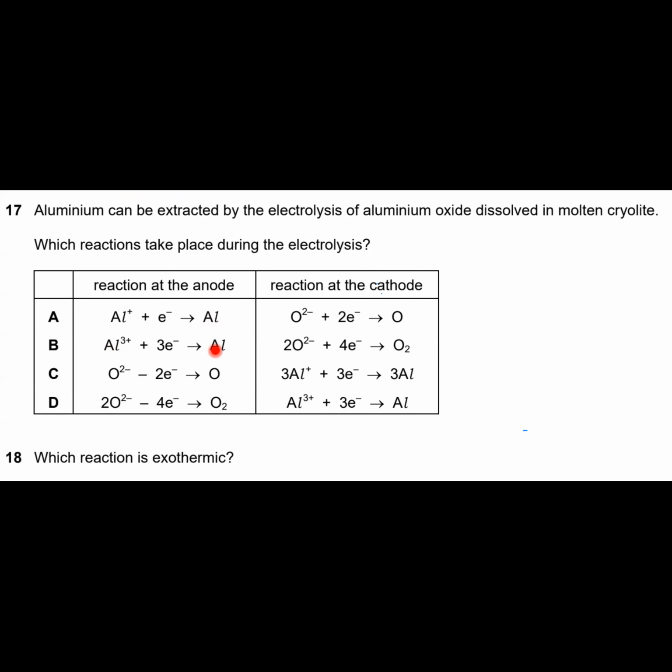Cations go to the cathode, anions go to the anode. Or else you can say the positive ions go to the negative terminal. So here it should be this way. Out of these two, one will be correct, either C or D. Which one is correct? D.